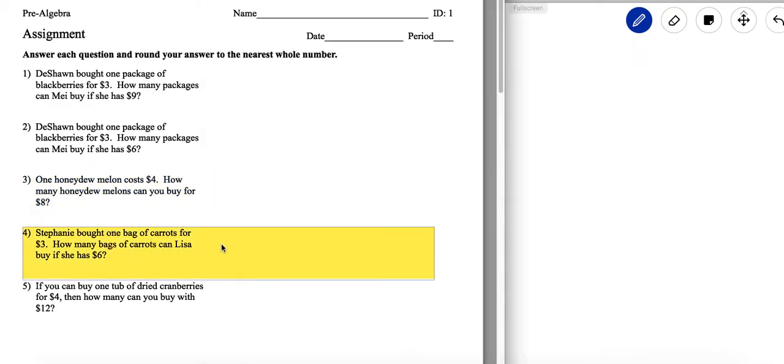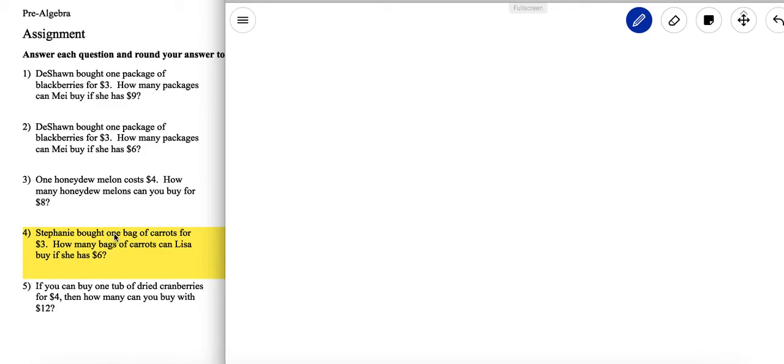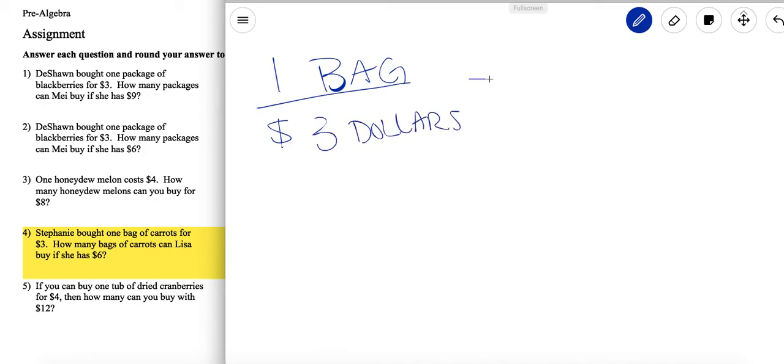All right, let's try number 4. Stephanie bought 1 bag of carrots for $3. How many bags of carrots can Lisa buy if she has $6? So 1 bag for $3 equal to, now, how many bags of carrots can Lisa buy if she has $6? So again, we know we have $6, but should I be putting it on the top or should I be putting it on the bottom?